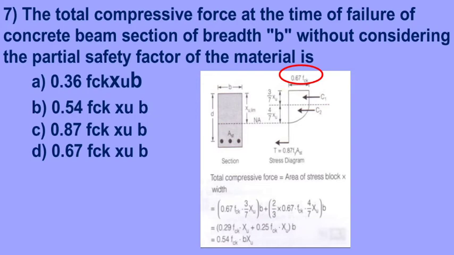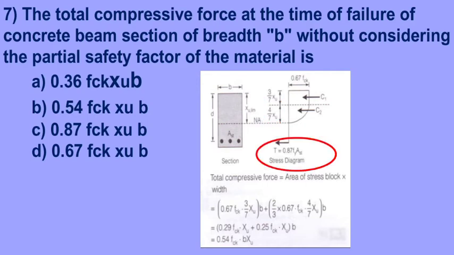Then we will draw like this. In this diagram, the upper portion is rectangular and the lower portion is parabolic. So here it will come as 3/7 xu, then 4/7 xu here. And the bottom is the tension zone, 0.87 fy Ast.